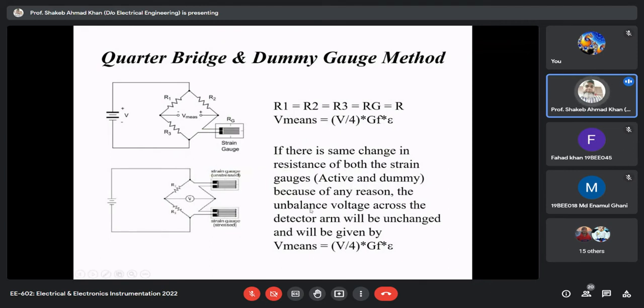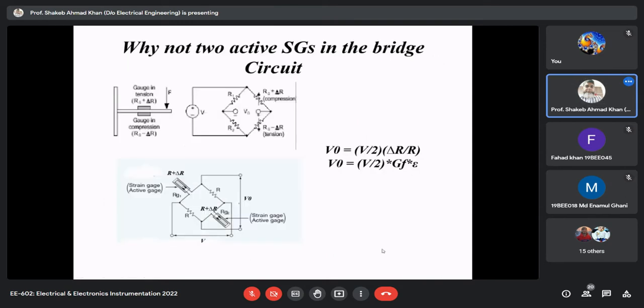That is the inception of this, what we have done till now. If there is the same change in resistance of both the strain gauges, active and dummy, because of any reason, the unbalanced voltage across the detector arm will be unchanged and will be given by this. So this is the unbalanced voltage that will appear, and if there is any change because of the temperature, that will not affect your output. Your output remains the same because it is independent of temperature.